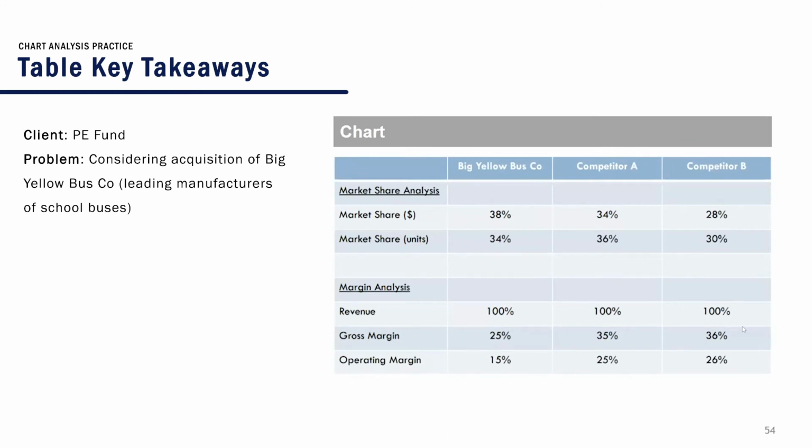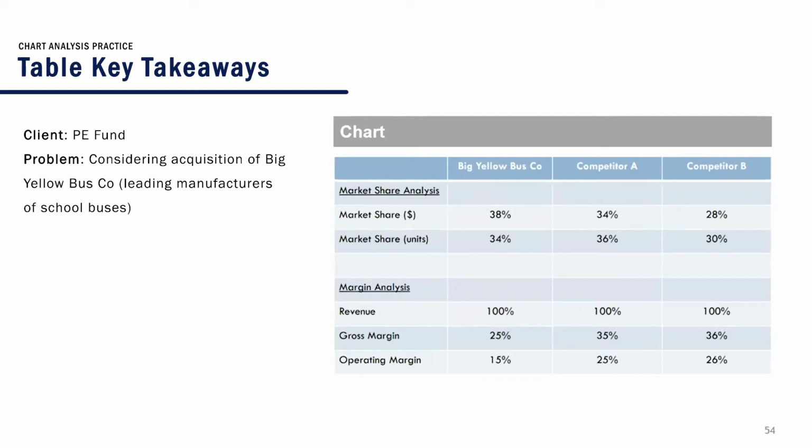So the situation is, our client is a PE, private equity company, and they want to acquire Big Yellow Bus Company, which is a manufacturer that makes school buses in the US. So yeah, they want to know whether they should proceed with the investment.